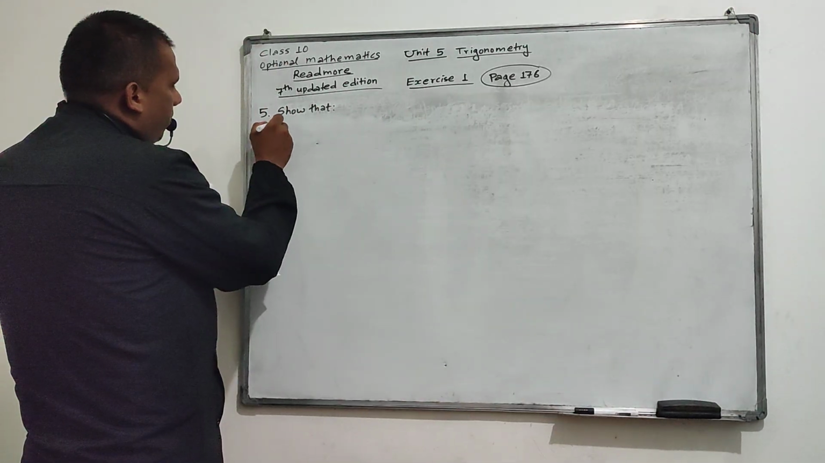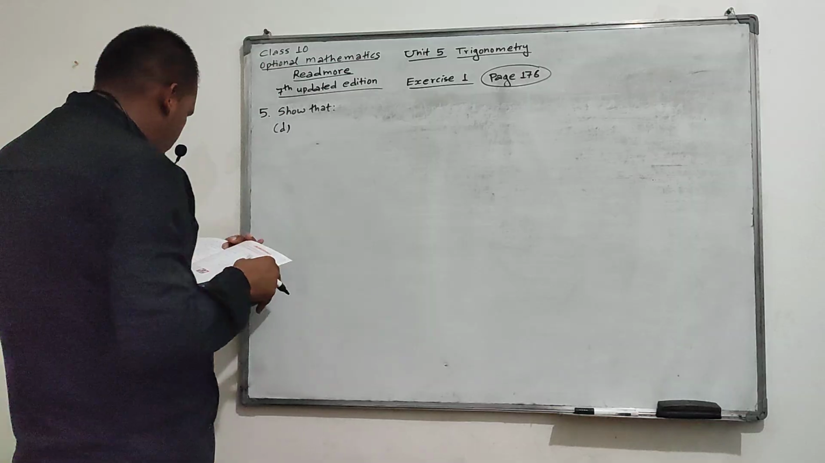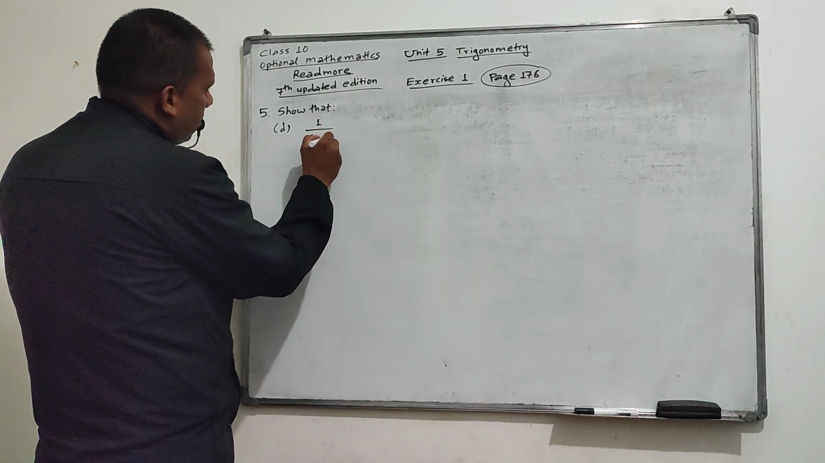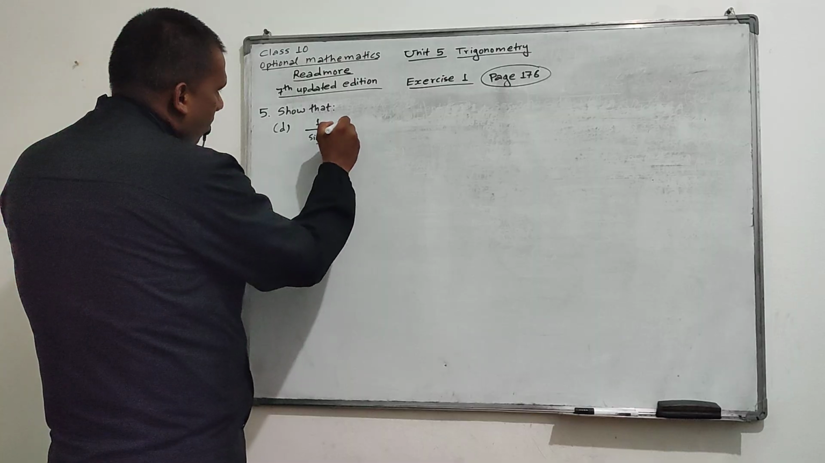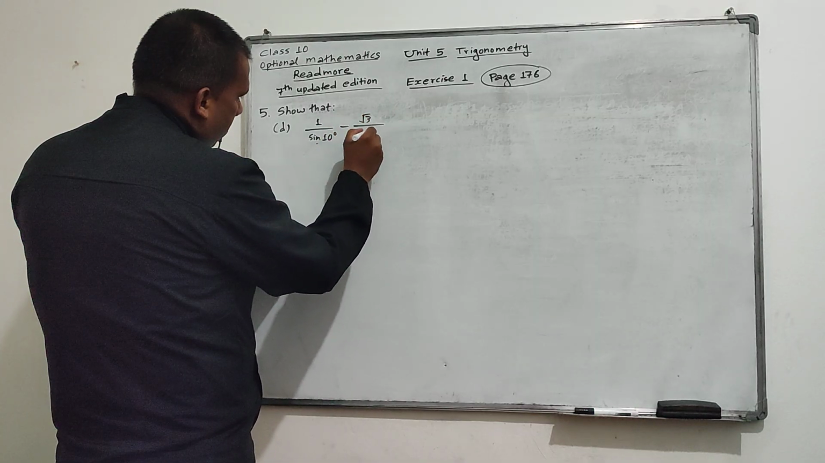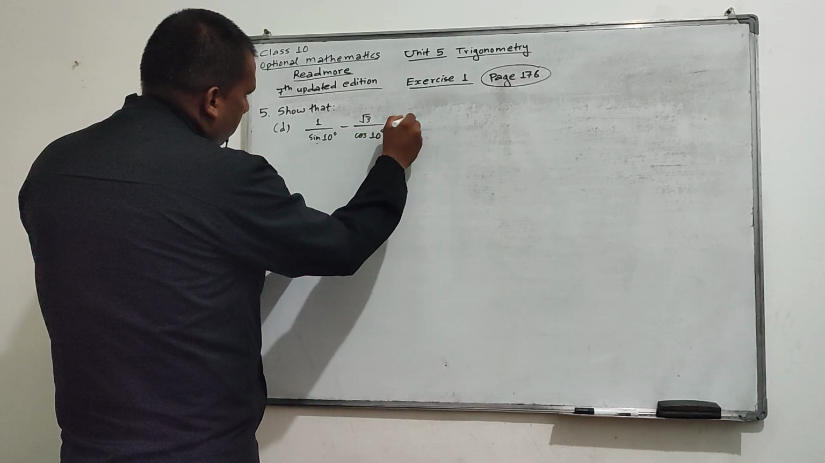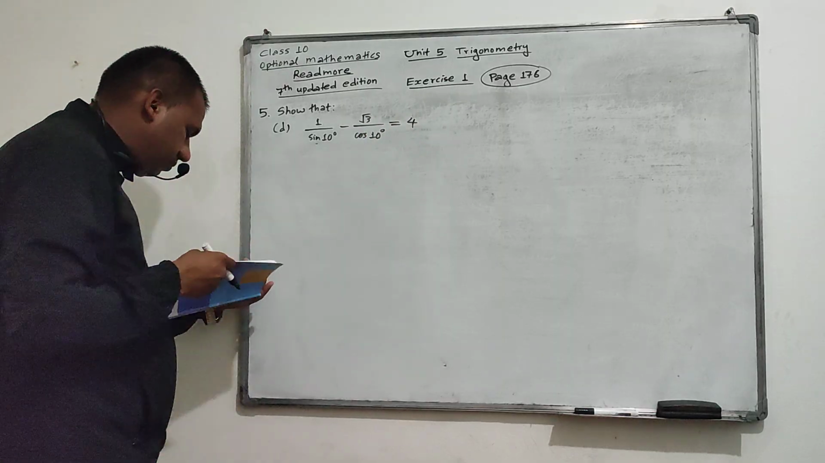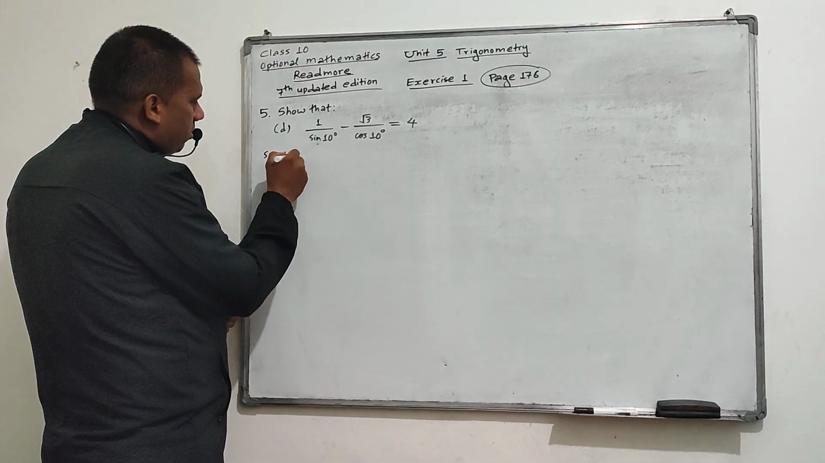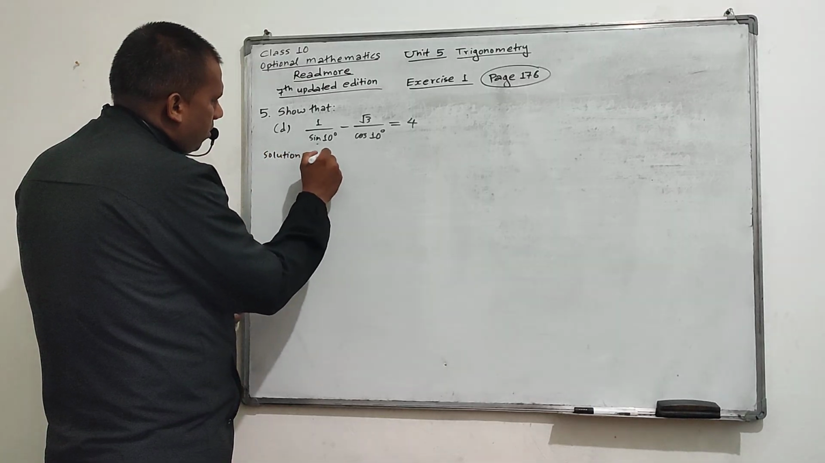On D we have 1 by sin 10 degree minus root 3 by cos 10 degree, this equal to 4. The solution here.